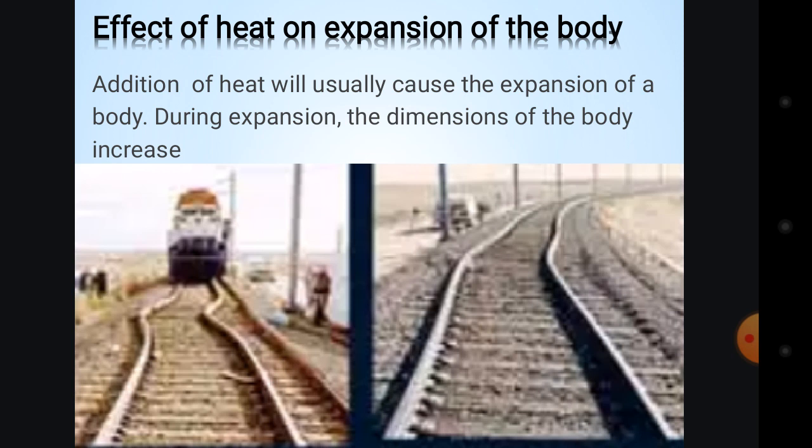Normally metal is the one used to contain heat, but if the heat is too much, the pressure is increasing, then it will start to expand. It will expand. That is why, due to the effect of the heat that is affecting it, it will expand. So this is about the effect of heat on expansion of the body.